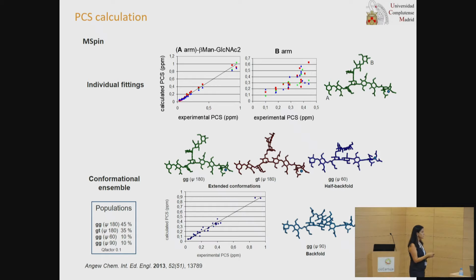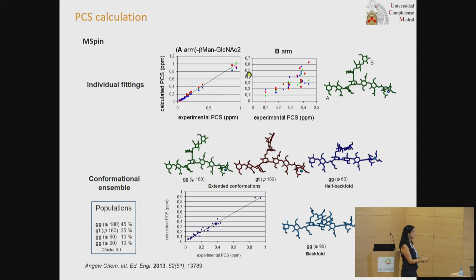And once you have the data, you can use this software called MSpin, which has been developed by the same people as Mestre Nova, that for sure you know. With this software, if you have the coordinates of a conformer, you can back calculate the expected pseudo-contact shifts from that geometry. Then we compare the back calculated and the experimental data, and we see how it looks.